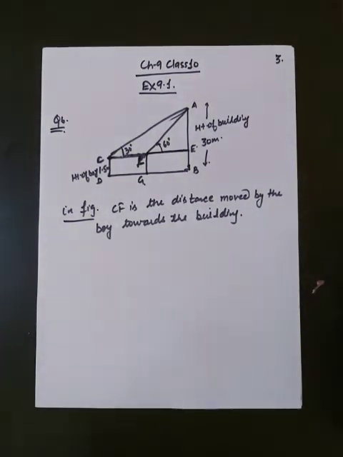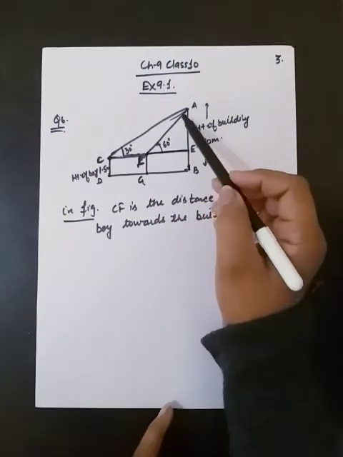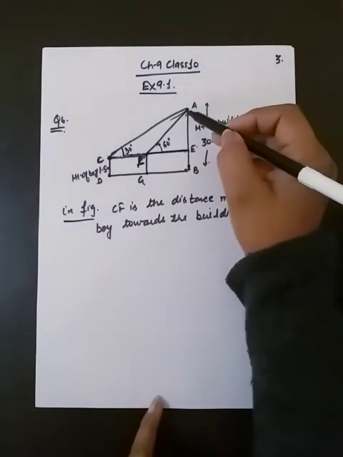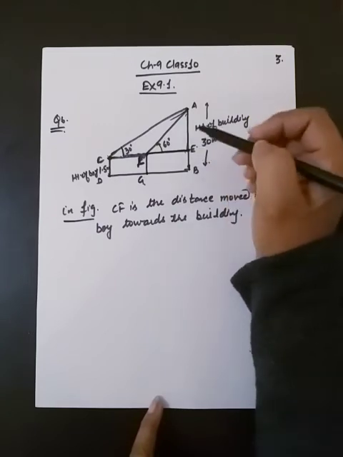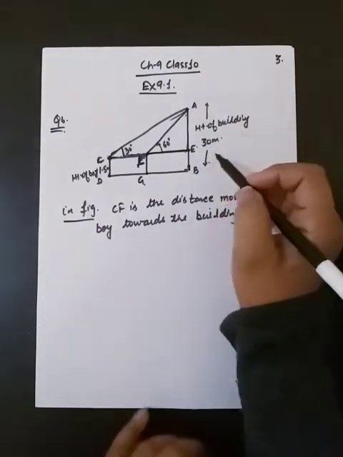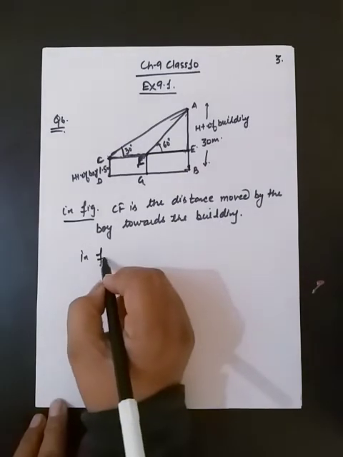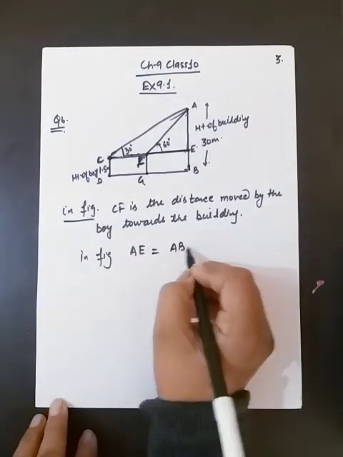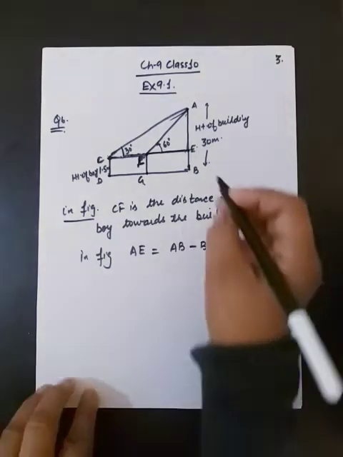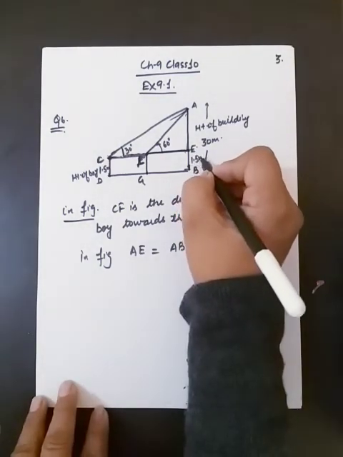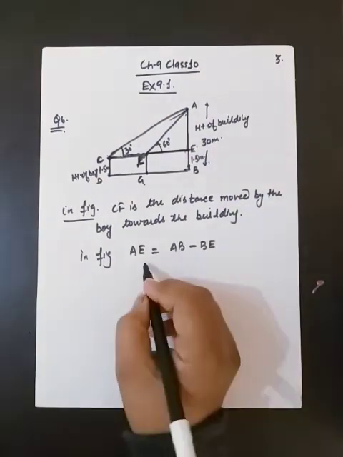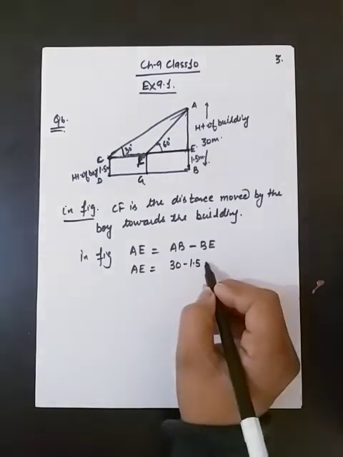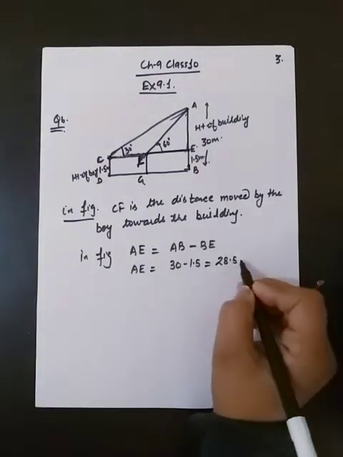Again you can see there are two right angle triangles in the figure, AEF and AEC. We need this length AE, but complete AB is given. So in figure AE will be AB minus BE and BE is again equal to the height of the boy 1.5 meter. So AE will be 30 minus 1.5, it will be 28.5 meter.